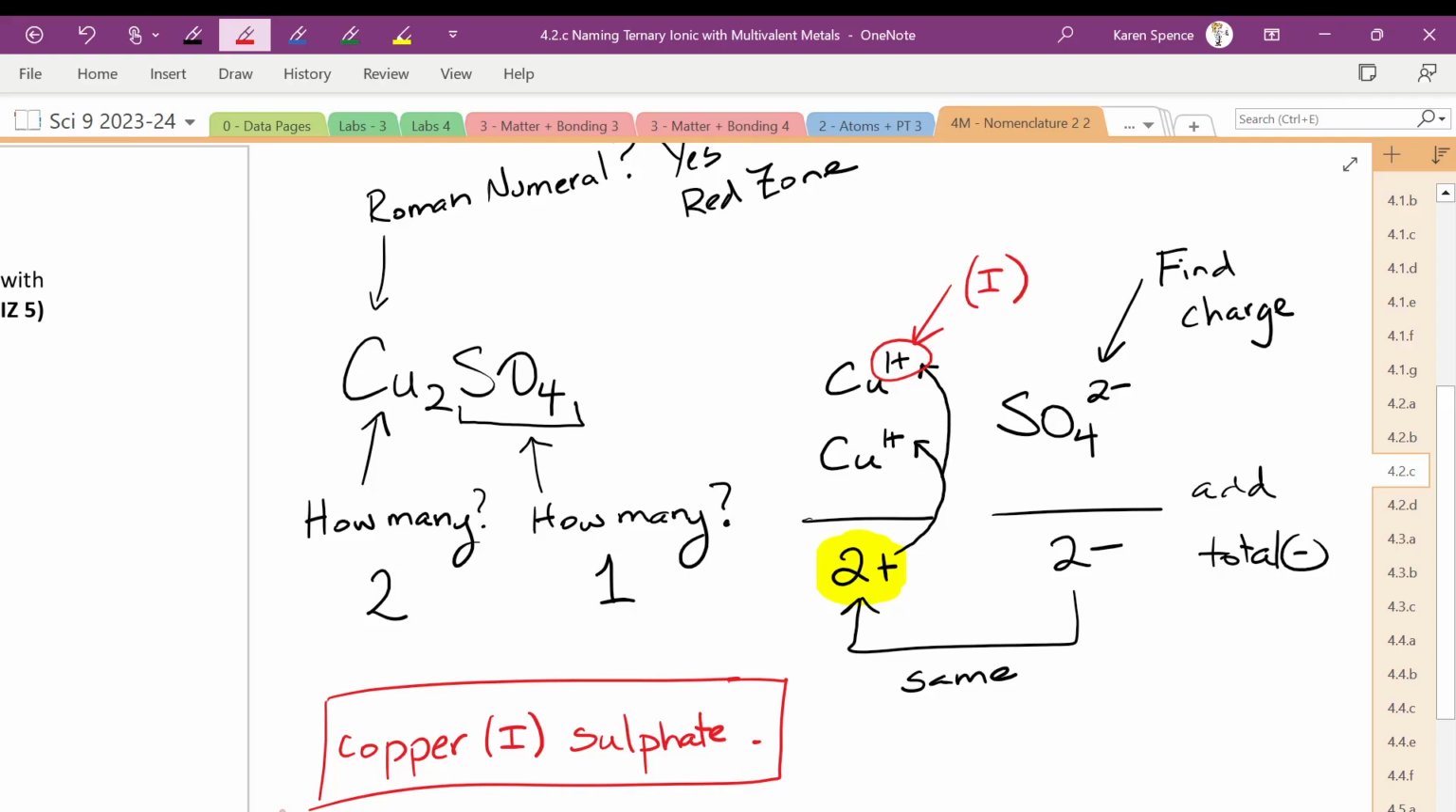Because that's the name of the polyatomic ion. You're not changing the ending to 8. That is the ending of the polyatomic ion. And you just read it off the green sheet. Okay?